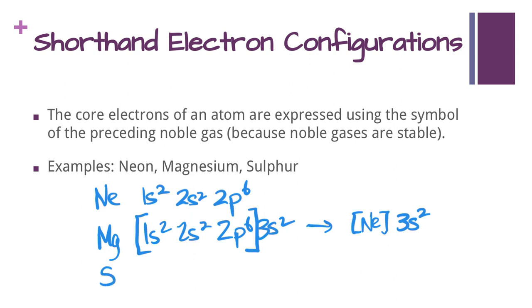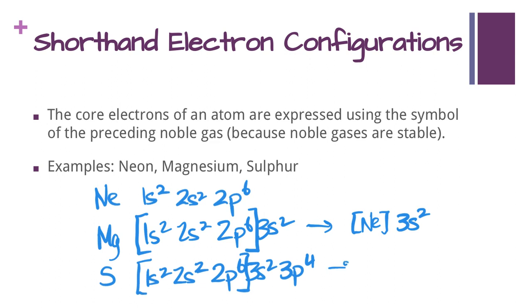Similarly, if we've got sulfur and we do the full one, it's 1s2, 2s2, 2p6, 3s2, and then 3p4. Again, here's our preceding noble gas. So the shorthand for this would just be neon, followed by 3s2, 3p4.